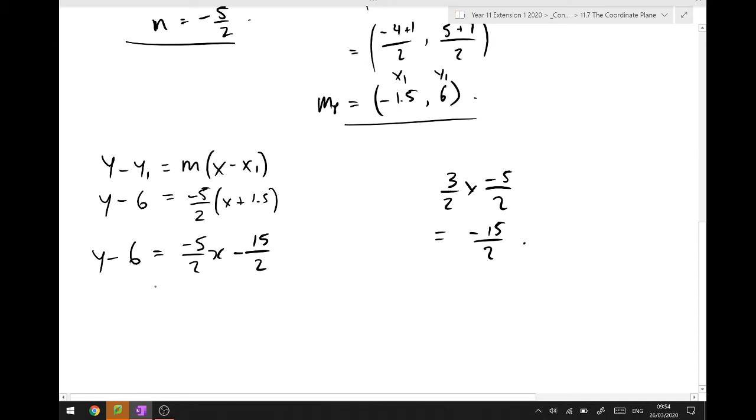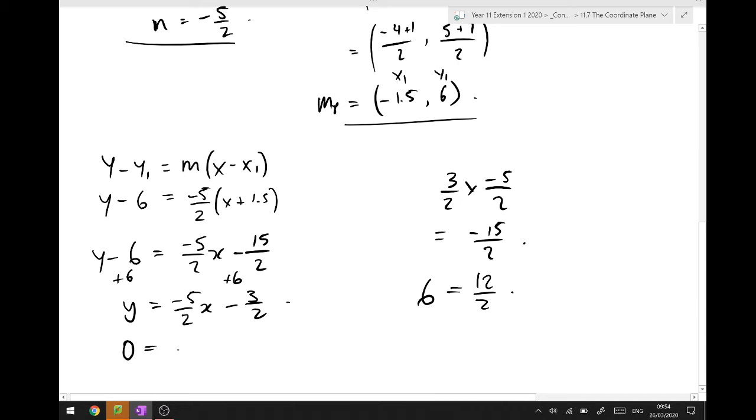Now we need to add 6 to both sides, so plus 6 and plus 6. And that gives us y is equal to minus 5 on 2x. Okay, so 6 is the same as 12 on 2. So if we're adding that to negative 15 on 2, that's going to leave us with negative 3 on 2.